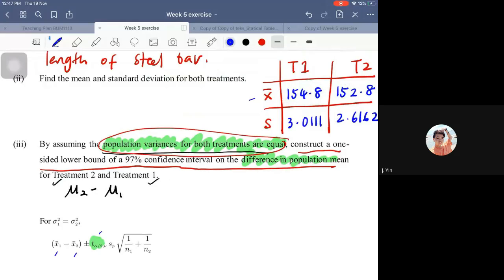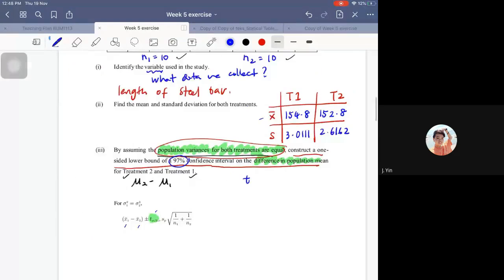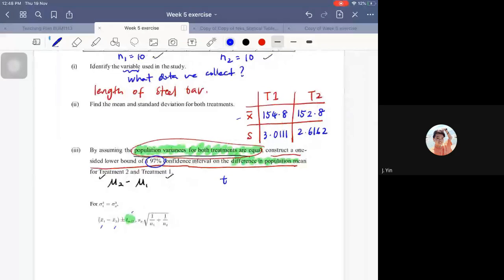Okay, so now T alpha over 2. What is going to be our alpha value? Now we wanted to find a 97% confidence interval, meaning that 1 minus alpha is going to be 0.97. So our alpha value is going to be 0.03. But for this case, should I divide our alpha by 2? No. Why? One-sided.